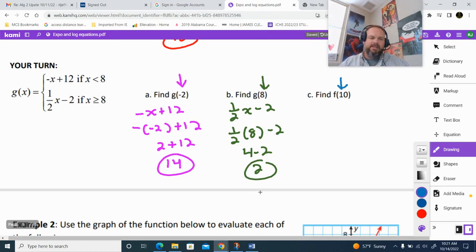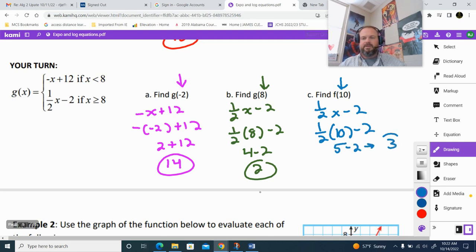Okay. So 10. 10 is greater than or equal to 8, so we'll use this one. What is half of 10? 5. So our answer is 3.